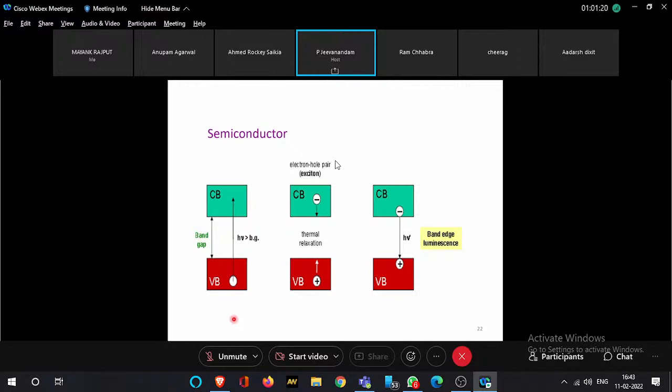For example, I can give you another example of an insulator, magnesium oxide. It has a large band gap, of the order of 7 electron volt. So if you supply that energy it will absorb, but the absorption doesn't come into the UV visible regime. It will come at a very, very low wavelength. That means very high energy.